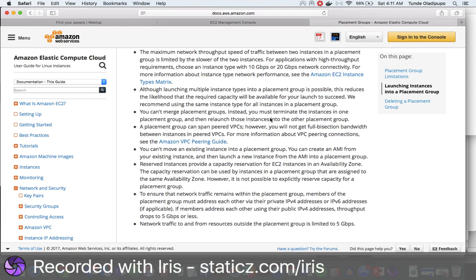Everything depends on availability of space, and also the kind of instance that you're trying to launch into the placement group. It affects the speed. It affects how AWS handles the distribution and finding hosts for your placement group.